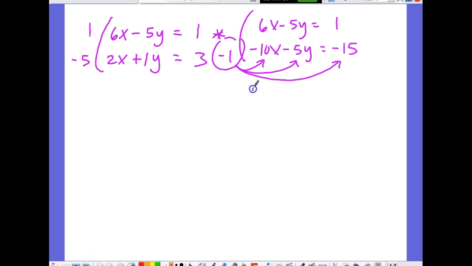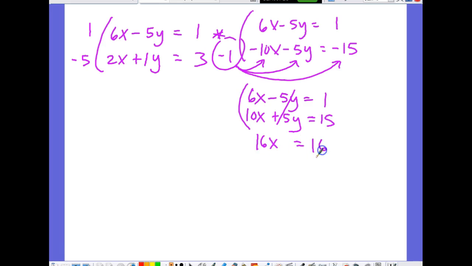All right, so that's going to give me 6x minus 5y equals 1. We're going to have positive 10x now, positive 5y now, and positive 15, because all the signs change in the bottom equation. Now, if I were to combine down, those go away, right? And so we have 16x equals 16, and therefore x equals 1.